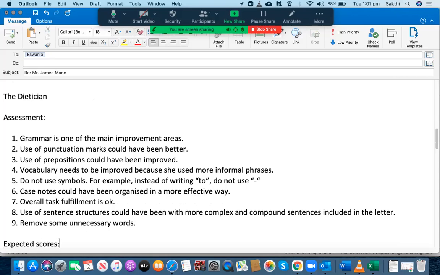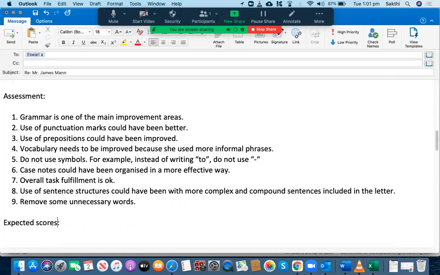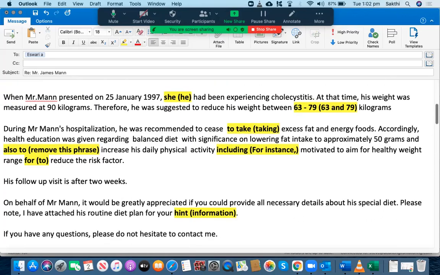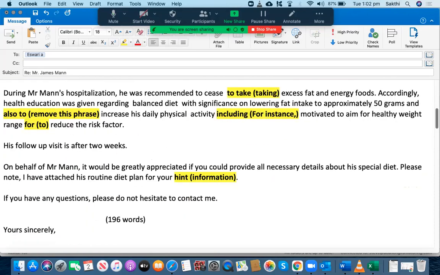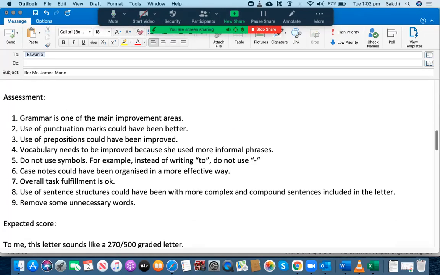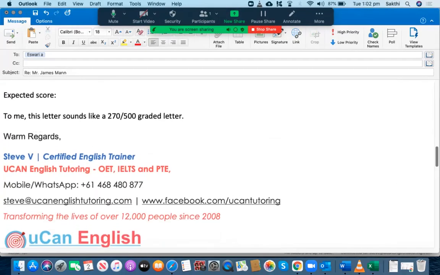Let's go through the expected scores. To me, this letter sounds like a 270 out of 500 grade letter based on the number of mistakes she has committed and its severity. So that's not good. All right, she didn't use a range of complex and compound sentences in her writing.